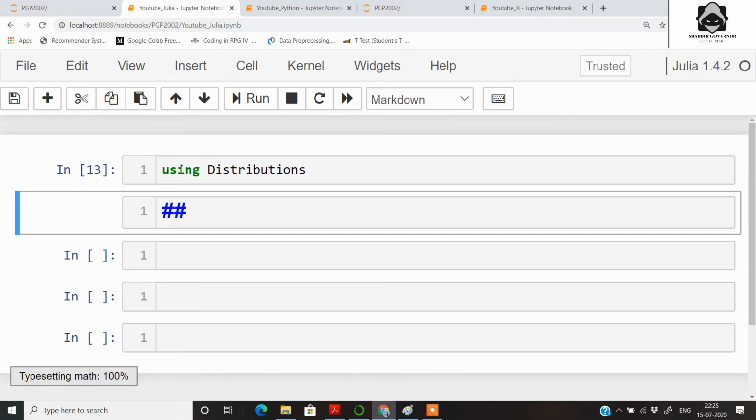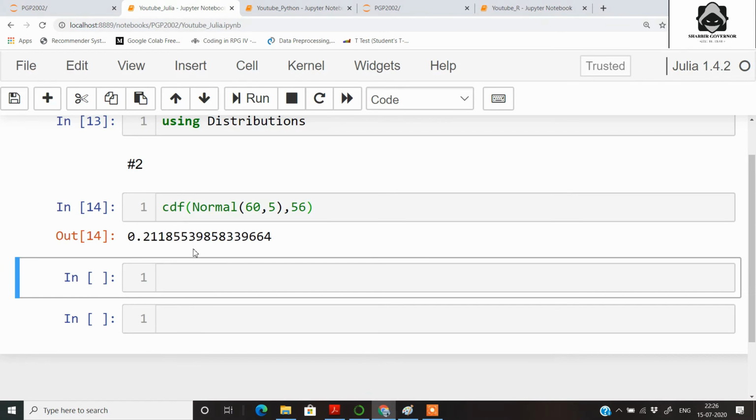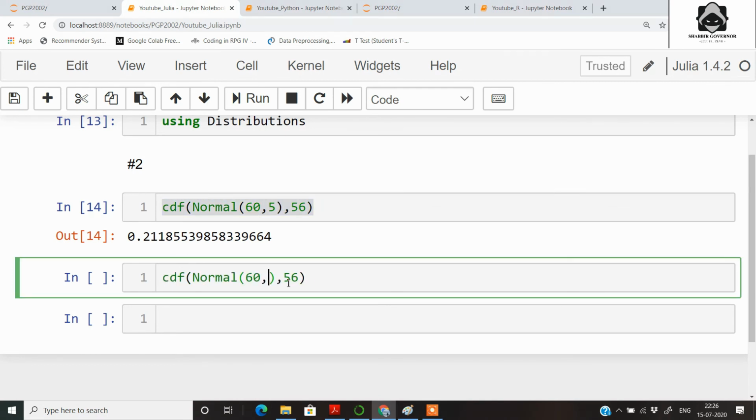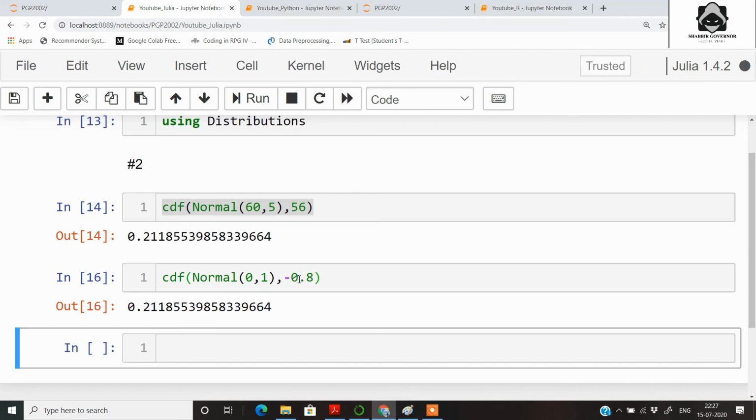Now first we solve the second problem. So we have to find the CDF of the normal distribution with mean as 60, standard deviation as 5, up till the point of 56. So we get 0.2119 approximately, and if we pass this function for a standard normal distribution, that is we have the mean as 0 and standard deviation as 1, and this 56 as minus 0.8, we get the same result.